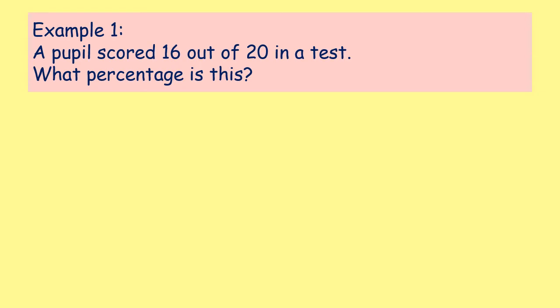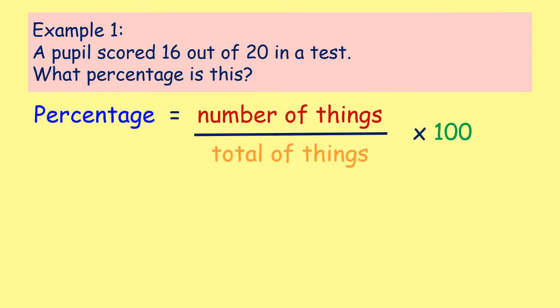So the most simple form of percentage is if you're told a score in a test. So a pupil scored 16 out of 20 in a test. What is that as a percentage? So percentage is the number of things divided by the total of things, multiplied by 100. Now the number that the pupil scored was 16. The total possible mark was 20. So the number was 16 and the total was 20.